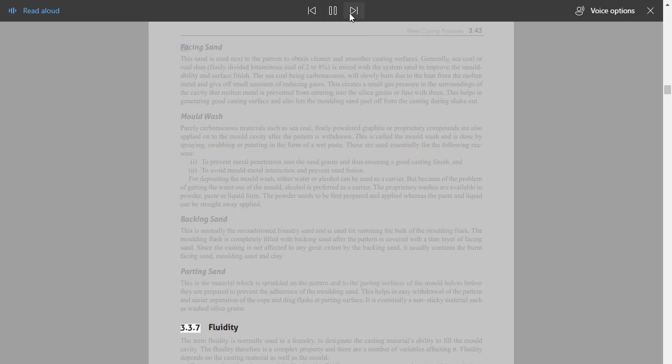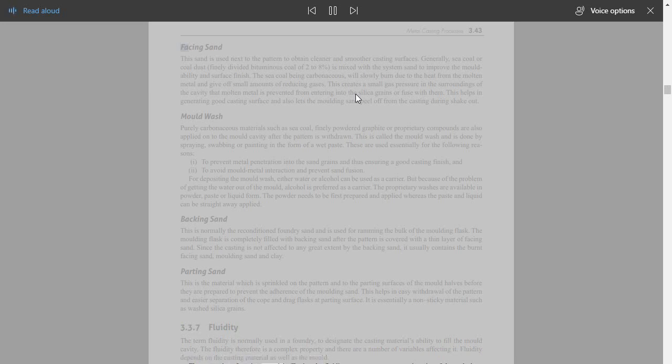3.3.7 Fluidity. The term fluidity is normally used in a foundry to designate the casting material's ability to fill the mold cavity. The fluidity therefore is a complex property, and there are a number of variables affecting it. Fluidity depends on the casting material as well as the mold.